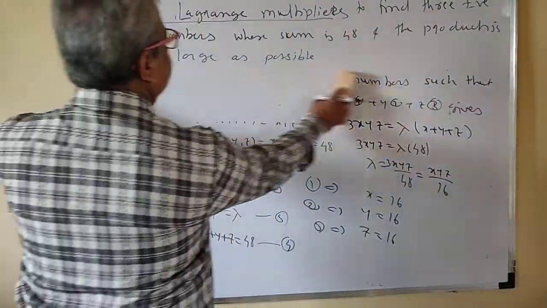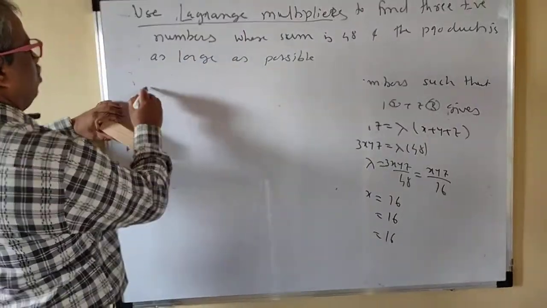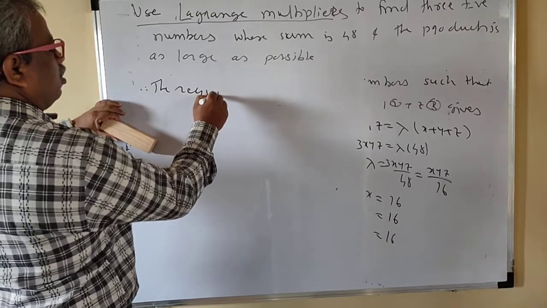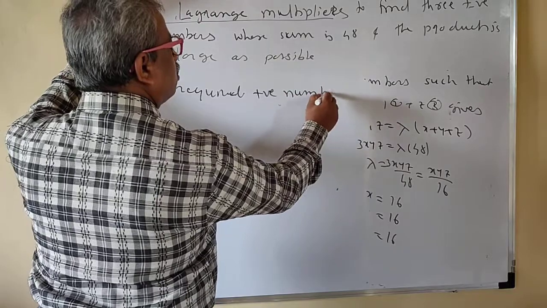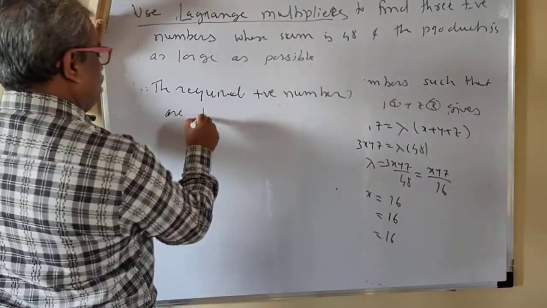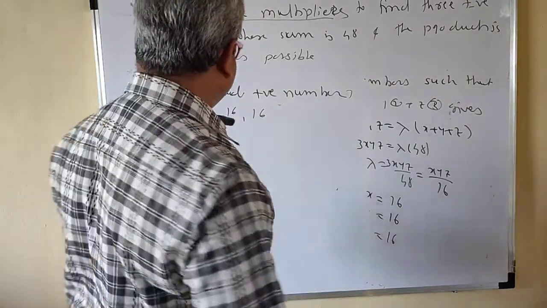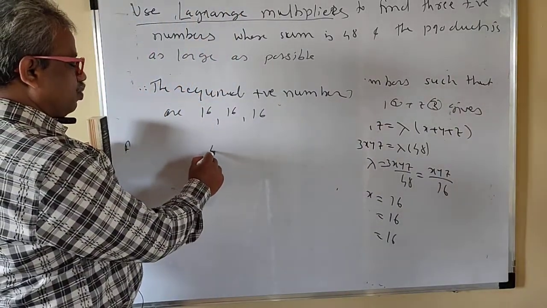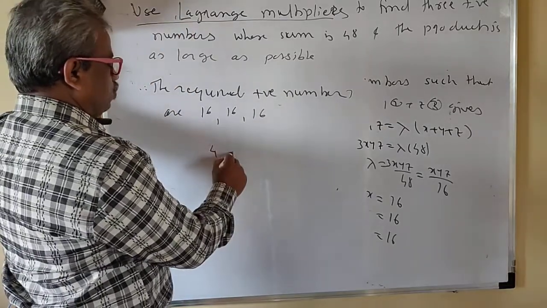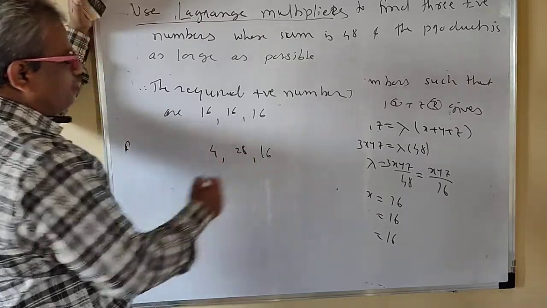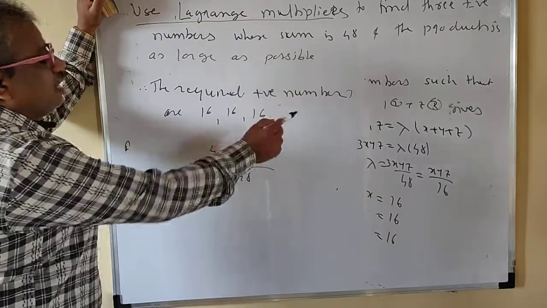Therefore the required positive numbers are 16, 16, 16, right? These are the only ones. Now see, suppose you take 4, 4, 40, or 12, 20, 16. This is also a triplet whose sum is 48. Now see the product there.